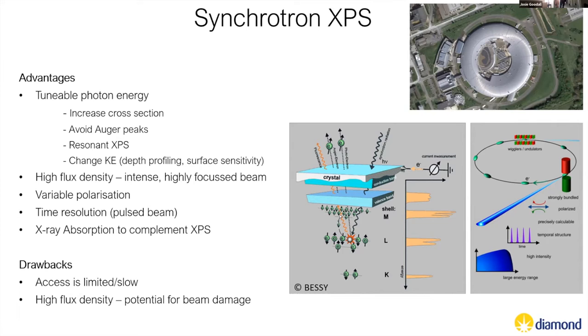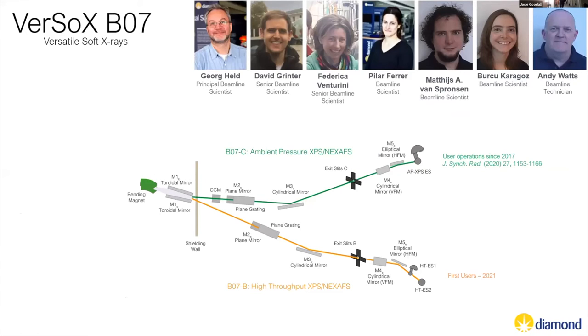The drawbacks: access to the synchrotron is difficult. You have to write proposals, you have to wait six months to see if you get time. And this high flux density, which is great, you get lots of signal, also means you get a lot of damage, which is not easy.